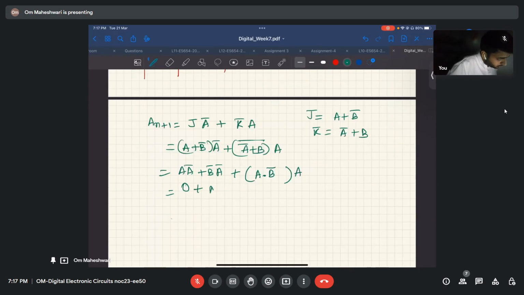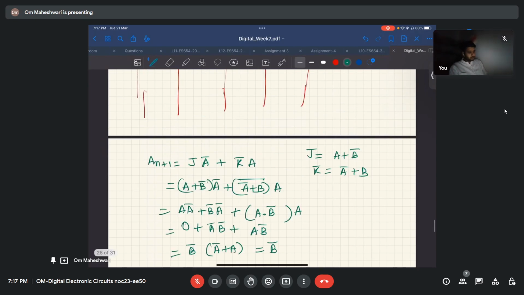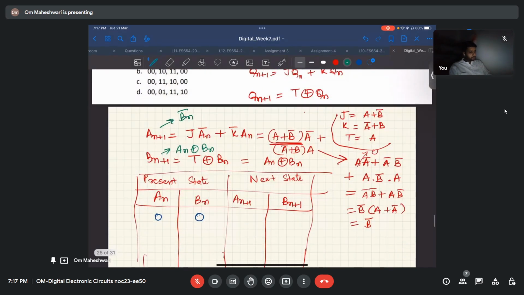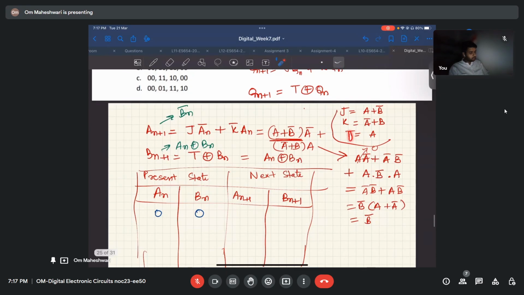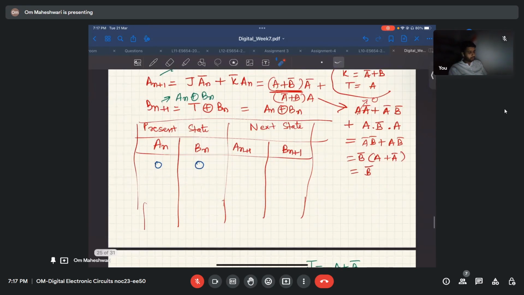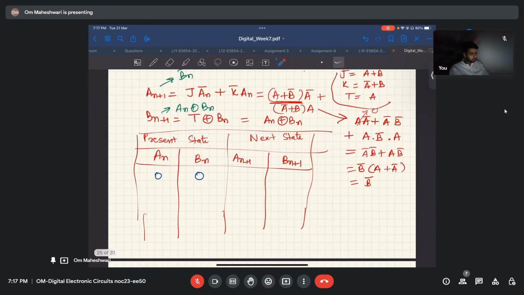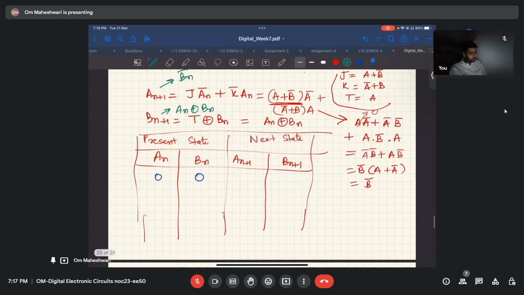0 plus A bar B bar plus A B bar. So if I take B bar common, I have A bar plus A, it is B bar. That is how I've written this. This T was simply equal to A, so it will be A XOR with Pn. Okay, so let us fill this table now.